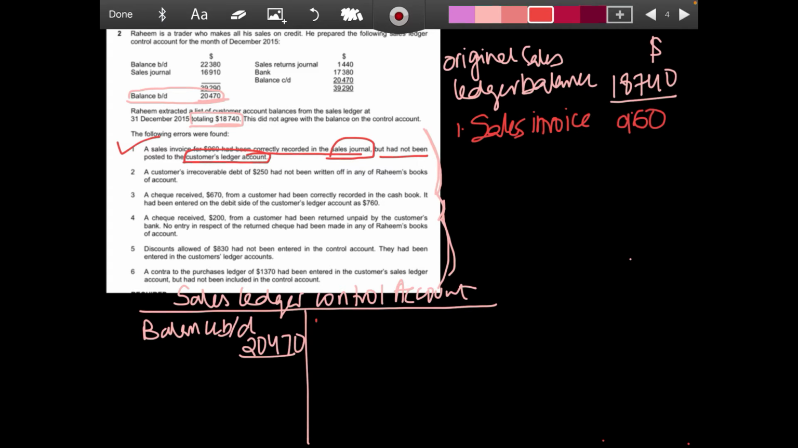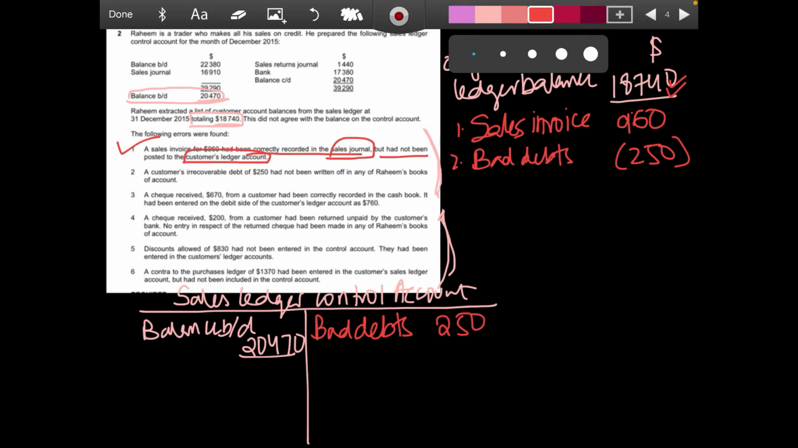Next, a customer's irrecoverable debt of 250 had not been written off in any of Rahim's books of account. This means that it was completely omitted. It was not recorded in the control account and it was not recorded in the individual balance. So we have to record it in both the accounts. So, bad debts 250, bad debts 250.